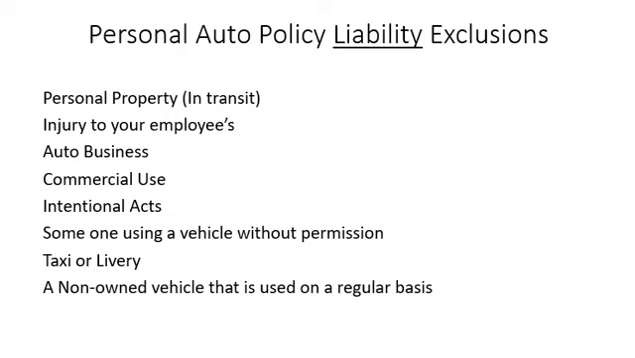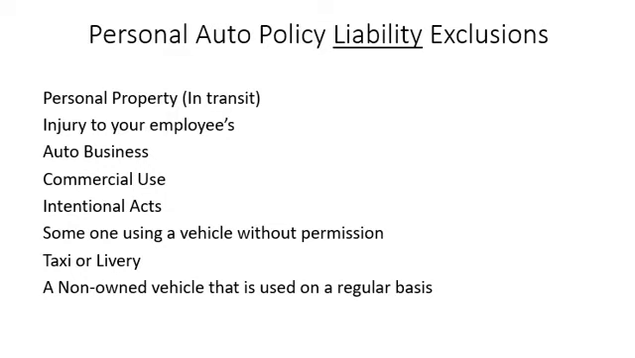So here are your exclusions. You have your personal property in transit. That is not covered on the liability section of an auto policy. Injury to your employees will not be covered. Auto business. If you are operating an auto business, your liability under your personal auto policy will not cover any of your damages. Commercial use. If you're using your vehicle for commercial use, damages are not going to be covered under a personal auto policy.